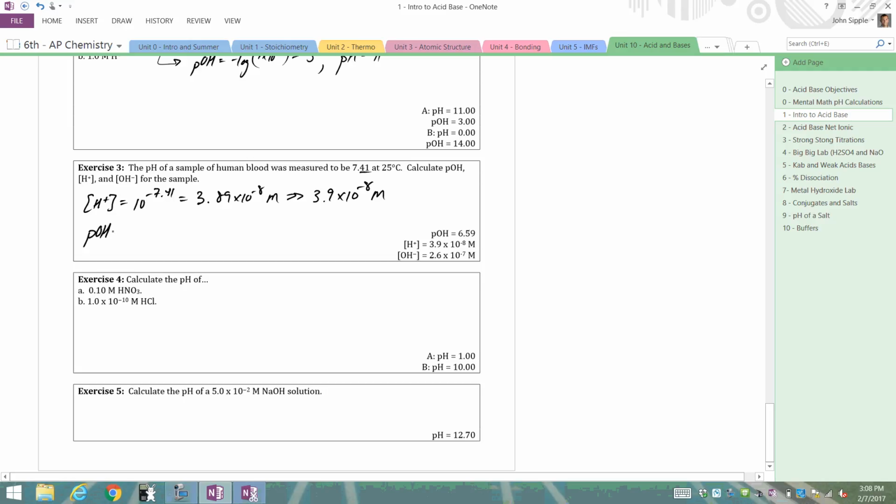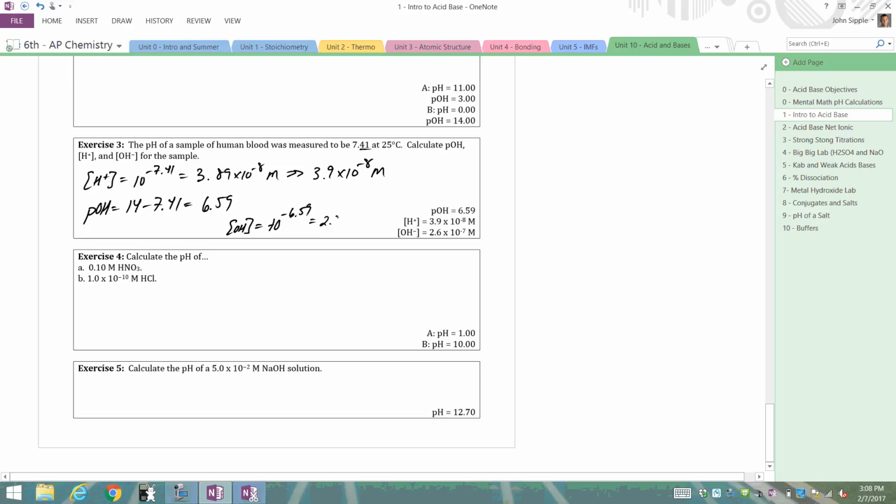pOH is equal to 14 minus 7.41, which is 6.59, and then the concentration of hydroxide is going to be equal to 10 to the negative 6.59. So we end up with 2.57 times 10 to the minus 7 molar. Here we go. All right, so there we go.